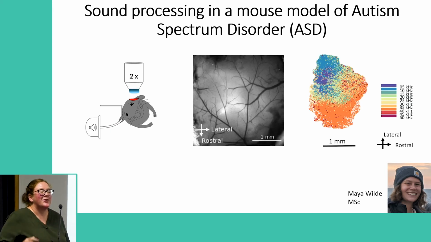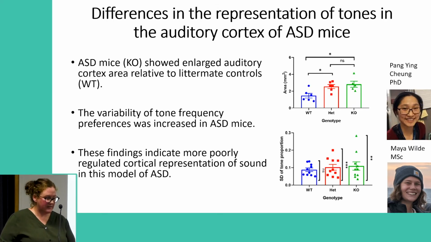So again, just going through her experiment. She had the mouse underneath the microscope and imaged quite a large part of the brain, about 3 millimeters by 3 millimeters. She played all different tones and then looked at which area responded to each different tone. By doing that, she was able to generate these types of maps, which range from low to high frequency. She then went on and analysed these maps in a lot more detail.